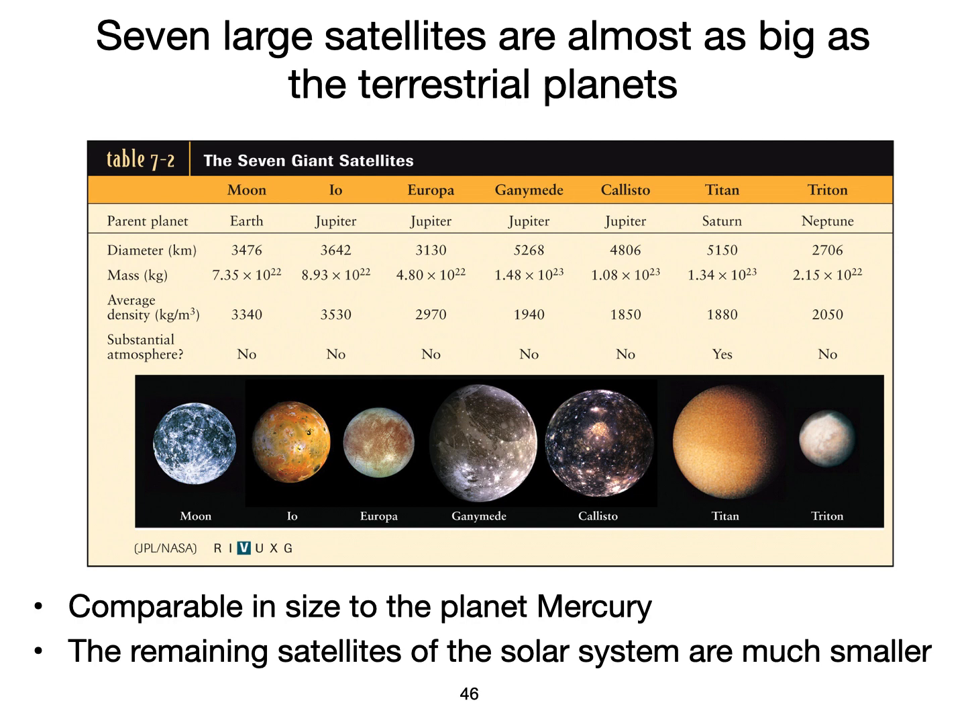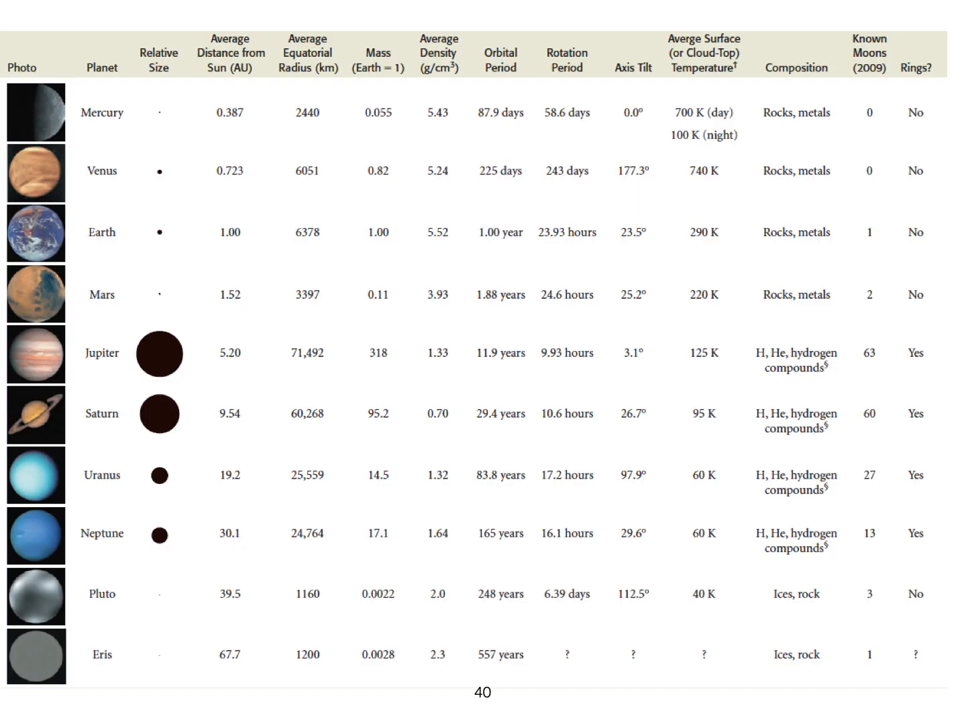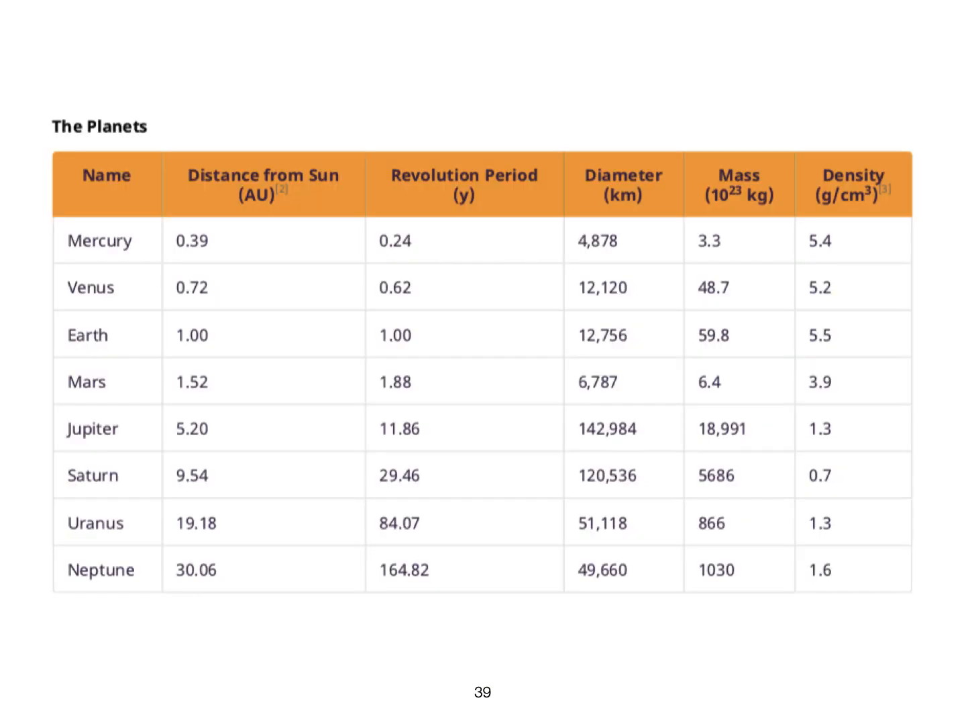I don't have the actual size of Mercury here. Maybe I'll have to go back. Let's see, diameter somewhere between 2,500 and 5,000 kilometers. Where is Mercury? Mercury has a diameter of about 4,800. There we go. So 4,800 is the diameter of Mercury.